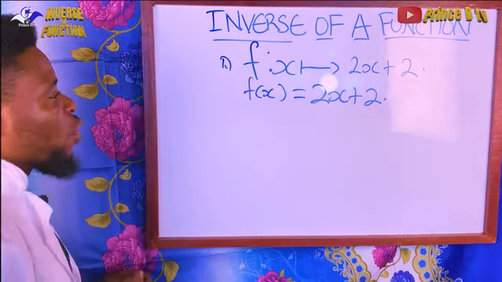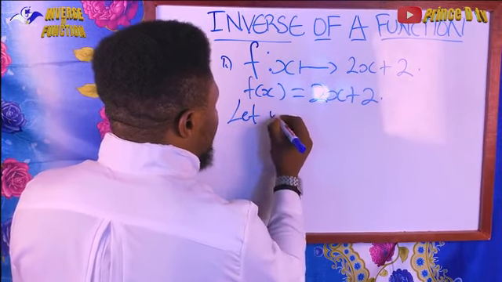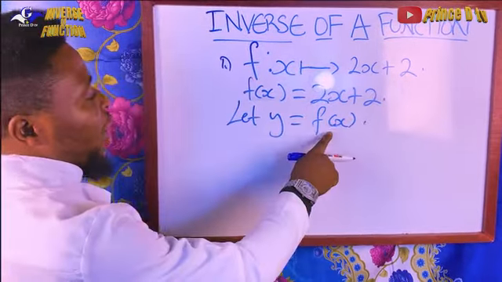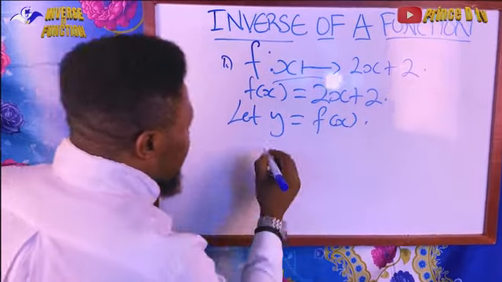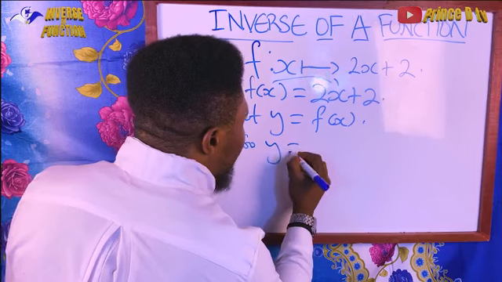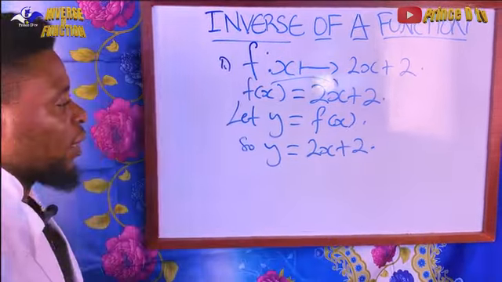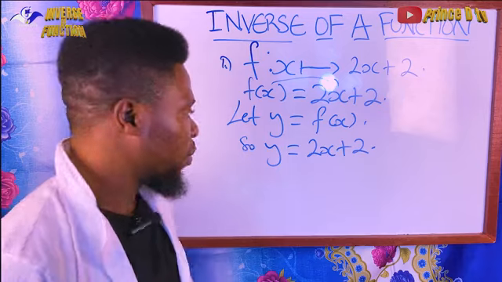This is f of x equals 2x plus 2. Now, let y equal f of x. What's our f of x? Our f of x equals 2x plus 2. So, y equals 2x plus 2. That's the first step. We are letting y equal the function.